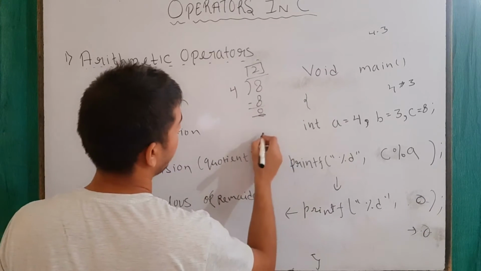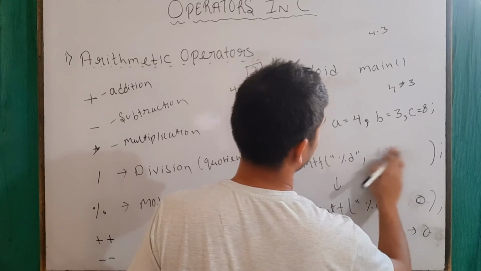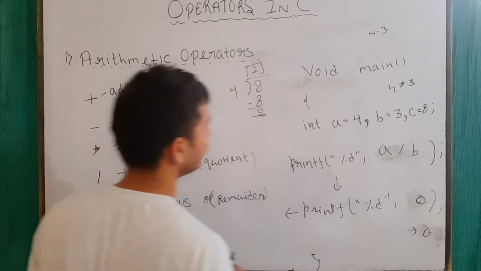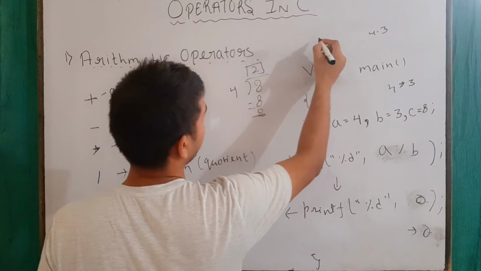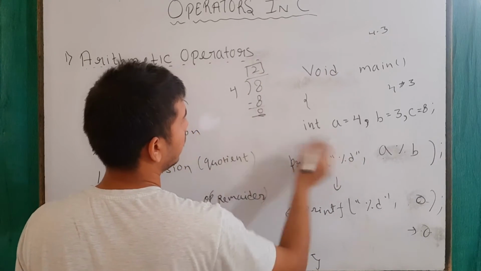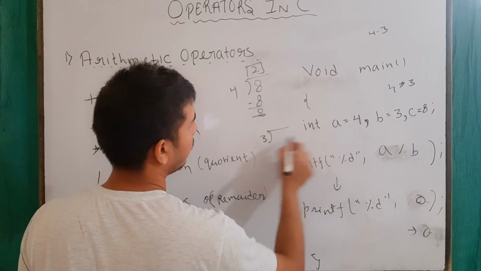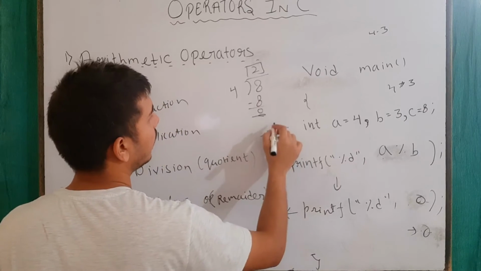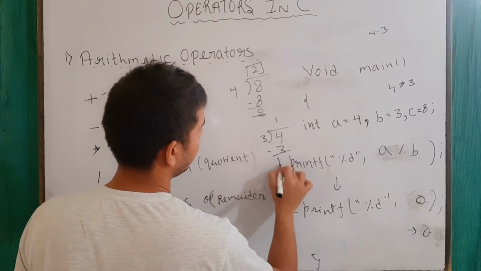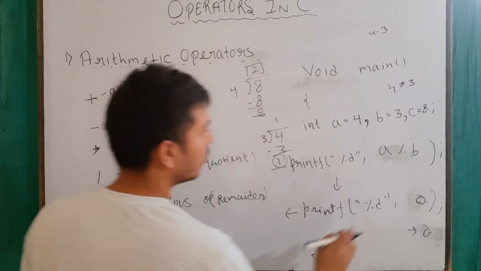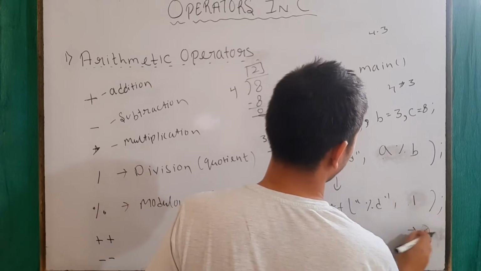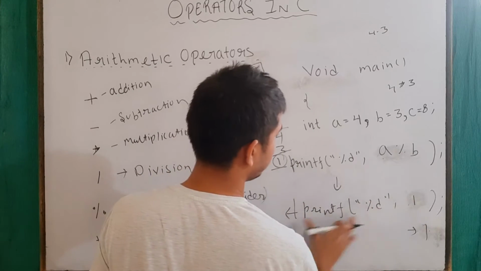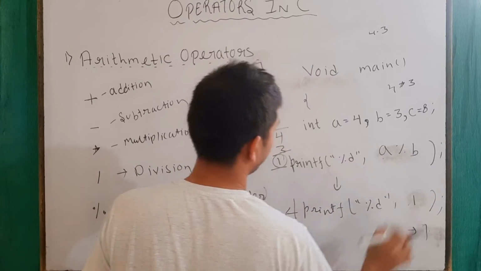And if I do something like A modulus B, now A modulus B means 4 modulo 3. 3 ones are 3 and the remainder will be 1. So here our output will be 1. This line is just an explanation of what is going to be the result of this.